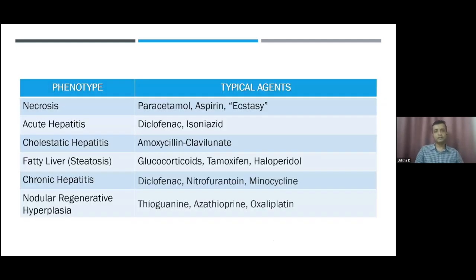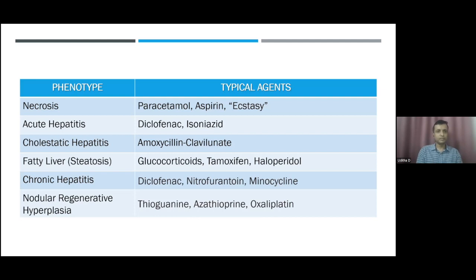And of course, there are different phenotypes, or different ways that drug-induced liver injury can present. For example, the most catastrophic one would be liver cell necrosis, which you get with paracetamol, high-dose aspirin, and sometimes with MDMA, ecstasy. And the other phenotypes are things like acute hepatitis, which is characterized by a relative elevation of the transaminases. For example, with non-steroidal anti-inflammatory drugs and with isoniazid.